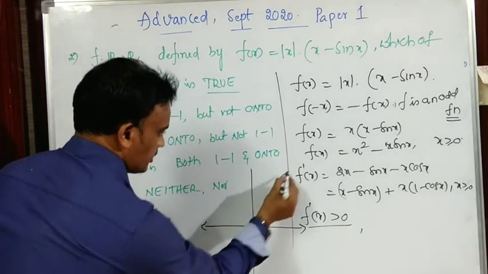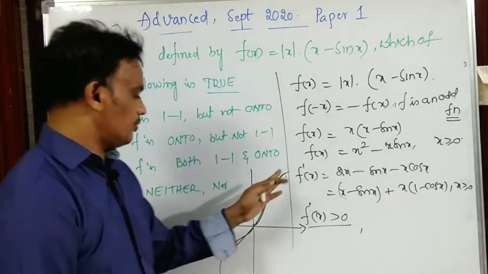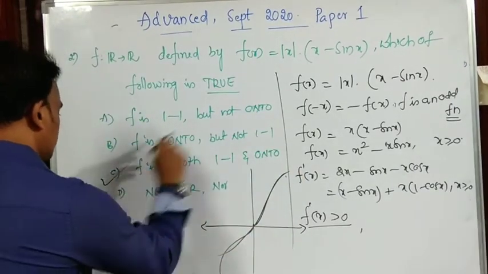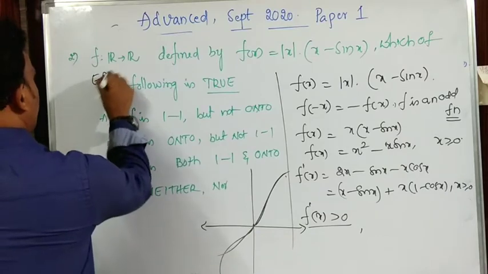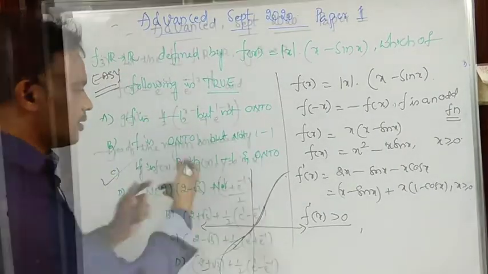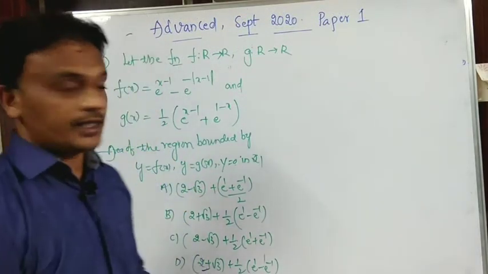Suppose like this. Finally, f is both one-one and onto. Very simple question, an easy question. So come on, students, make it. So coming to the next question.